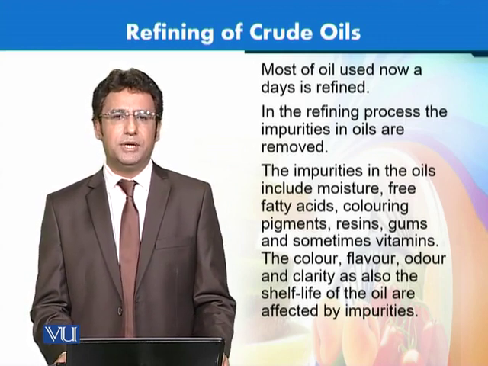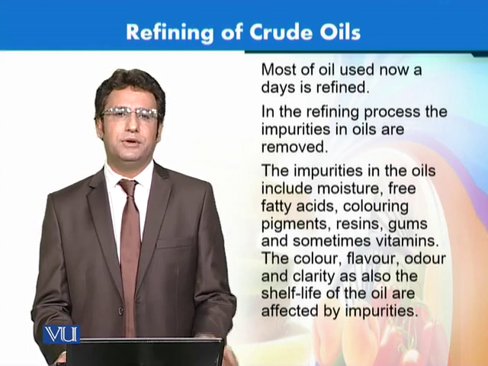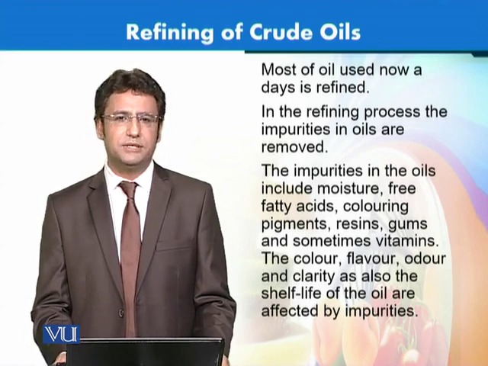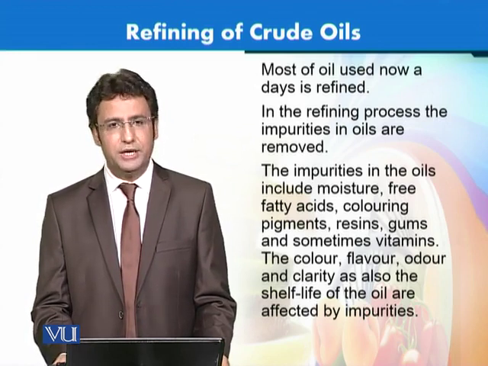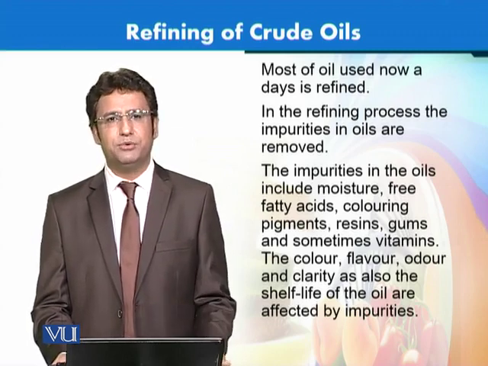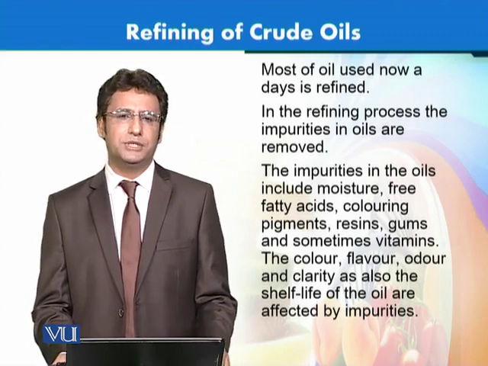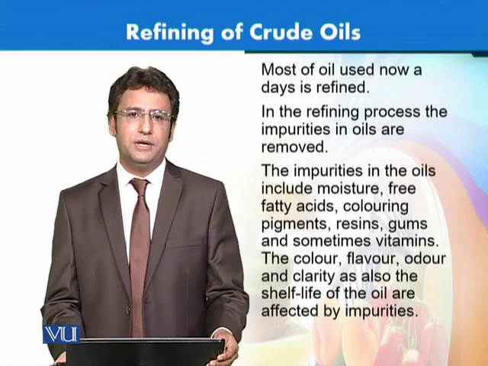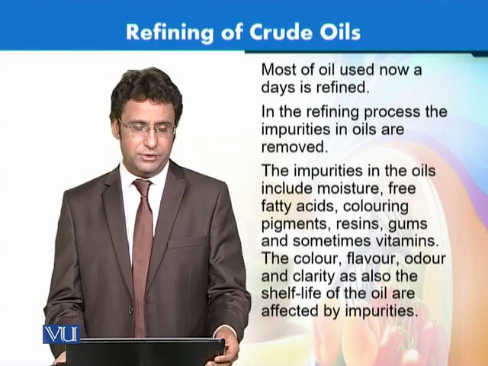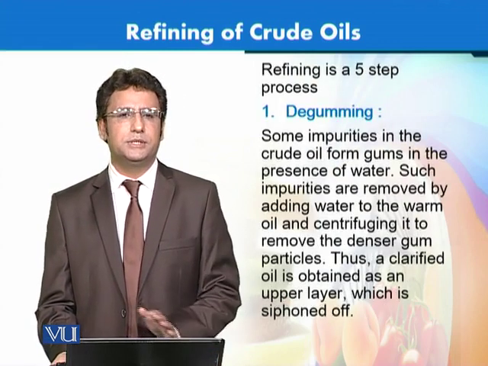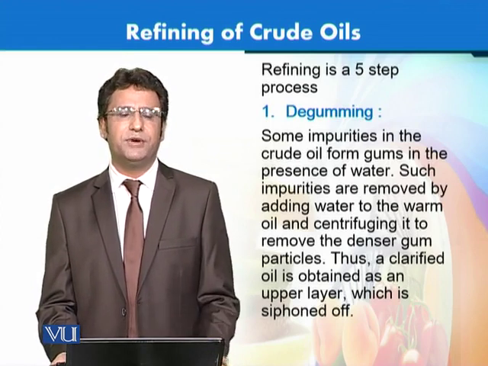So in order to make food a refined product, these impurities have to be removed. There might be certain colors and flavors that have to be removed. All the other physical impurities and chemical impurities have to be removed. So this overall process is called refining of vegetable oils or fat products. If you talk about this step by step, it has 5 steps.